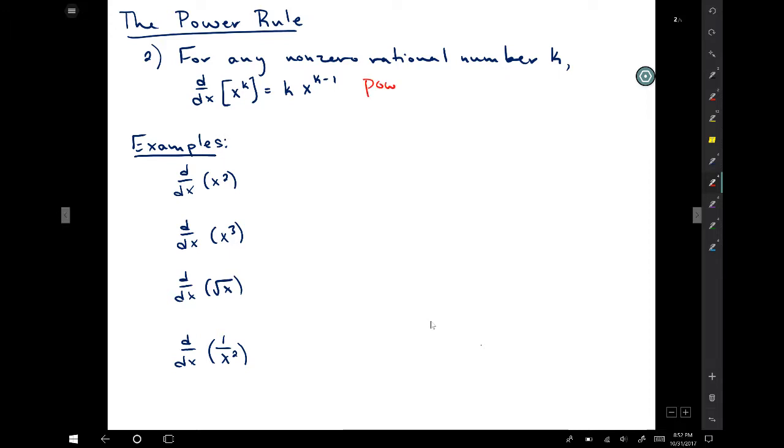So the way that I like to summarize this rule when I'm talking about it with people is that the power comes down and then you subtract 1 from that power. So let's look at a couple examples of this.